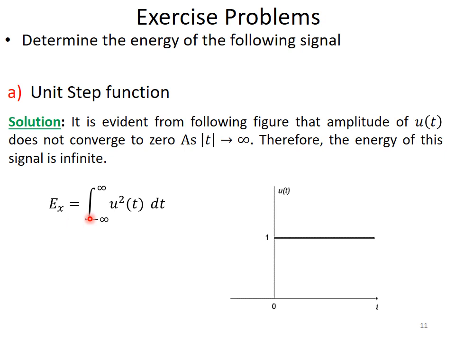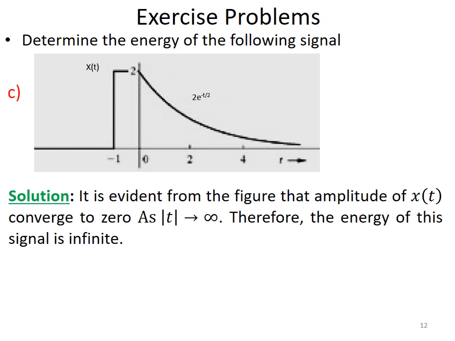So let us substitute the values in the formula and see what happens. The energy formula is the integral from minus infinity to infinity of the signal squared, dt. Here the value of the signal is 1 between 0 and infinity, and the value of the signal between minus infinity and 0 is 0. Now solving it further, you will get energy equal to infinity. So this is what we expected. We know from the graph of the signal that the amplitude is not converging to 0 when time reaches infinity, therefore the energy of the signal would be infinite. So you cannot say this signal is an energy signal.